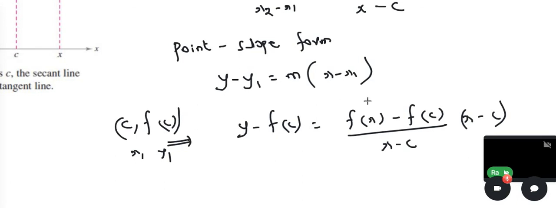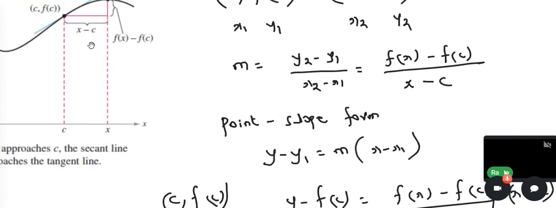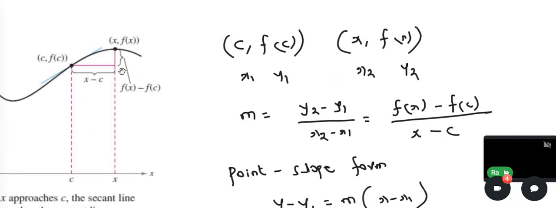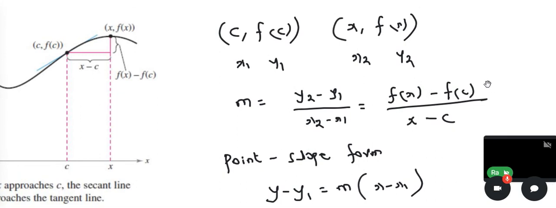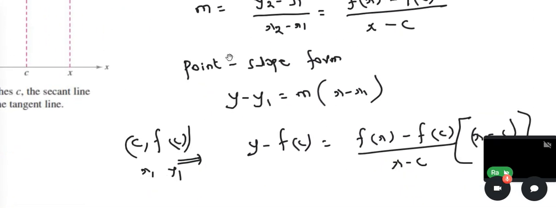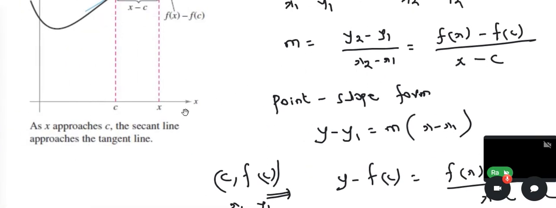Oh no, we don't need this. Okay, that's my mistake. Actually, this is not required. We don't need to find the equation of this one. We just have to find the slope of the tangent. So this is the slope of the tangent. Here I'm trying to find the equation of the tangent, but the equation of the tangent is not required.